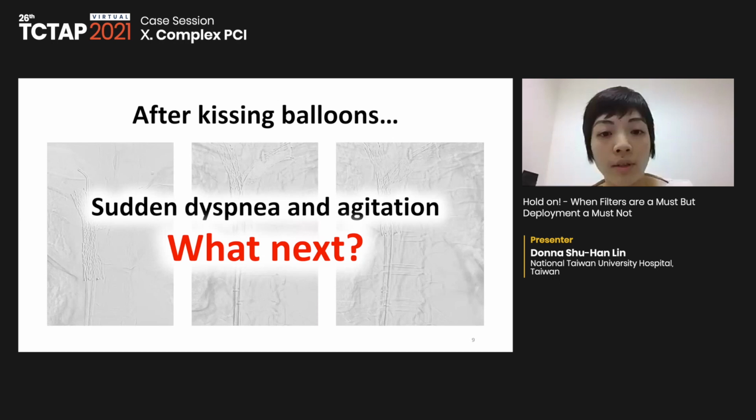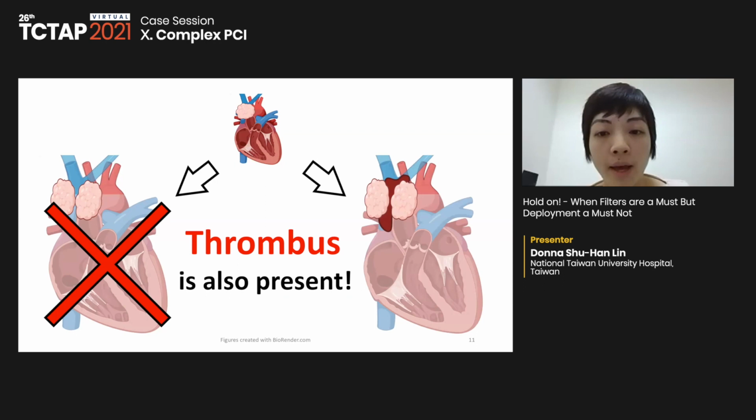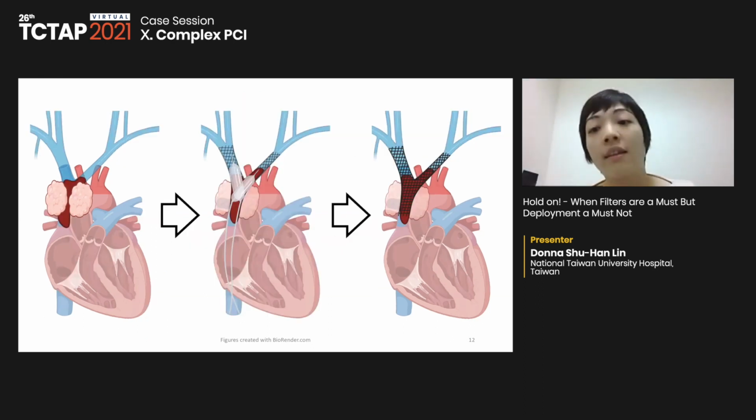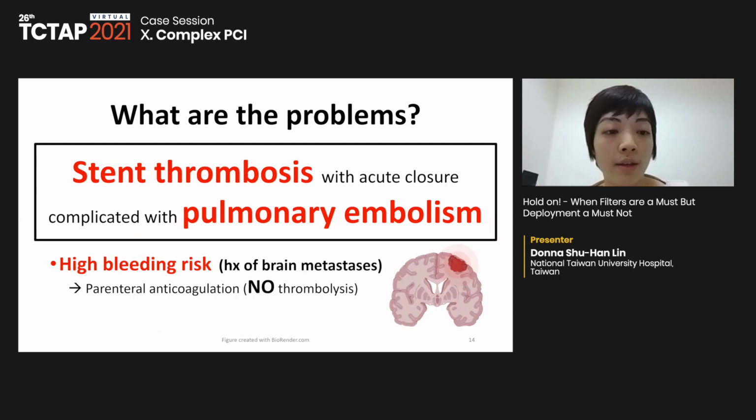So a couple of things to keep in mind. Firstly, with tumor encasement, there was external compression from her tumor, but in reality, there was much thrombi in her lesion. And so after aggressive balloon dilatation, the thrombi extended in length and was involved in her SVC. So the problem we were facing at this time was acute stent thrombosis, also complicated as is evident by her symptoms, her history of brain metastases. So at this time, it was favorable to avoid thrombolysis.